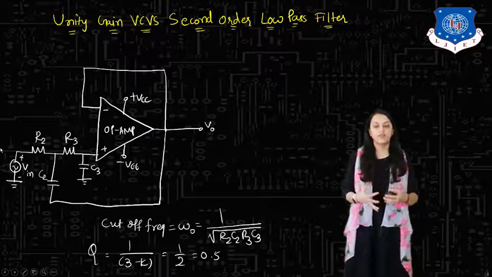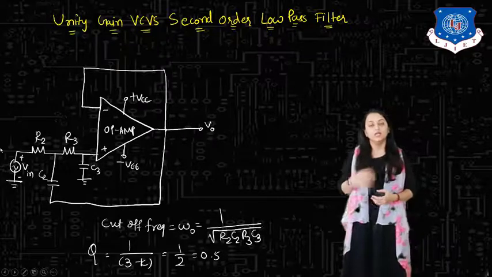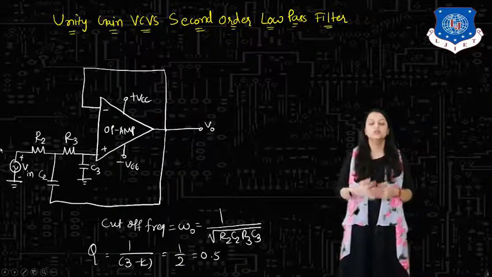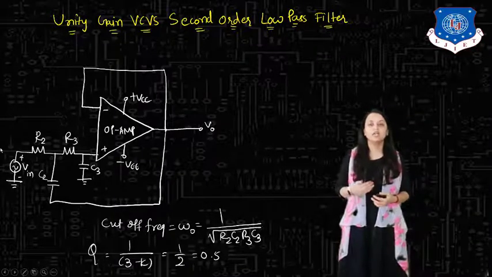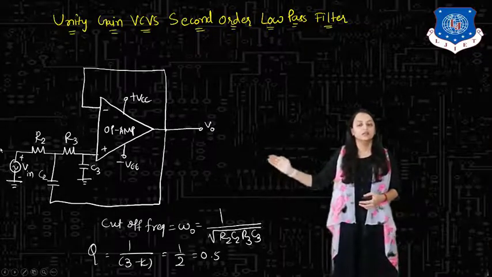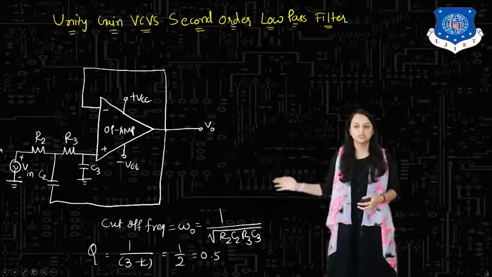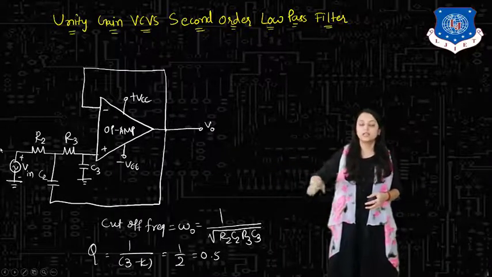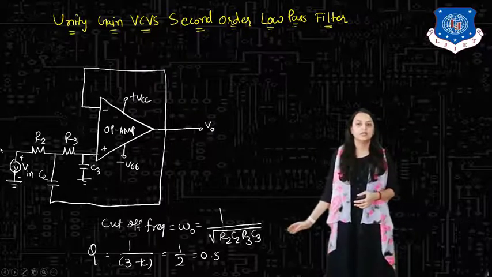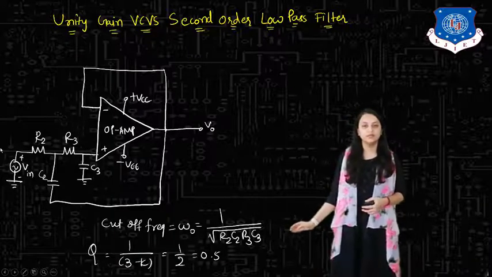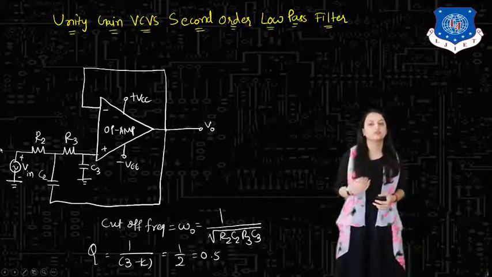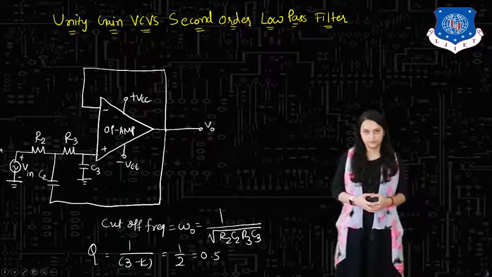Now we have seen the second order low pass filter. If we want to obtain the unity gain VCVS second order low pass filter, that means that for the circuit we want to have the gain equal to 1, the same circuit can be drawn like this. Here you can see that the values of R2, R3, C2, C3 are shown, which should be taken as 1 to get the gain as 1. Here the cutoff frequency is given as omega 0 equal to 1 by under root R2 C2 R3 C3. Q is given as 1 upon (3 minus K), that is equal to 1 by 2, that is equal to 0.5.